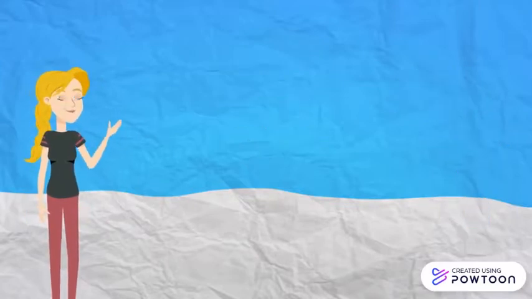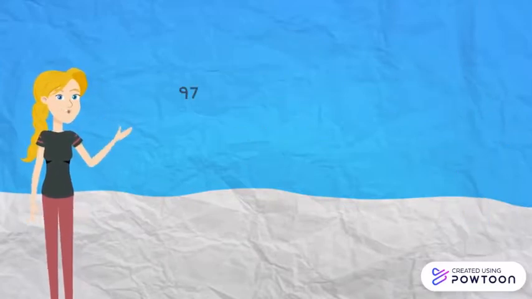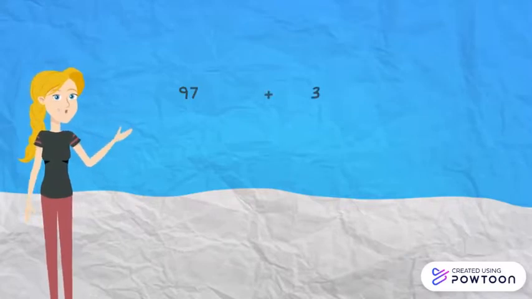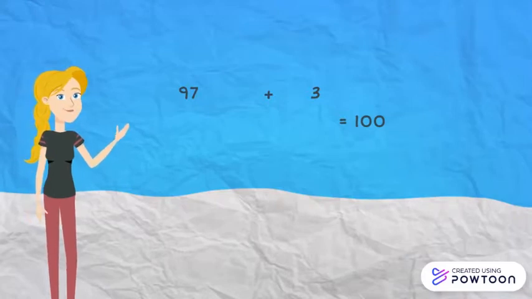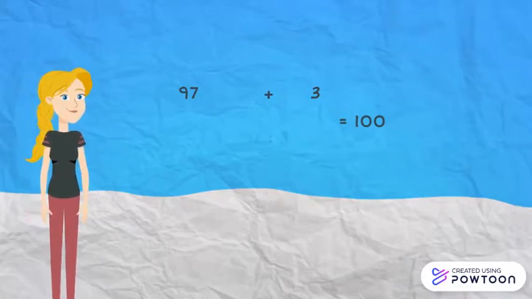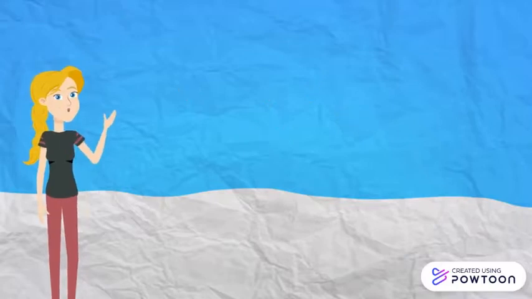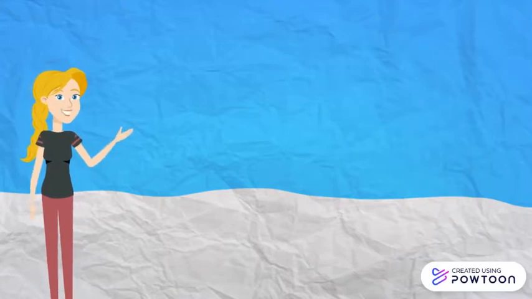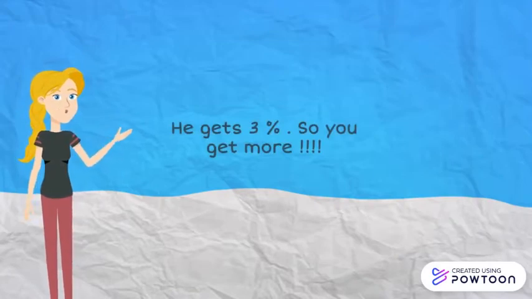We have two numbers here, 97 and 3. If we add them, we get 100. So we can write it as a ratio. What will the ratio be? Correct! The ratio is 97:3. Since James only gets 3%, it's kinda obvious that you get more. Yay! More chocolate for you!